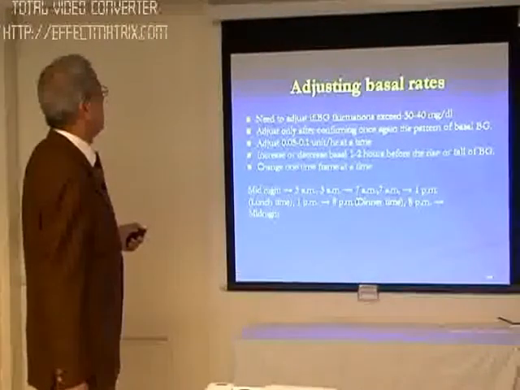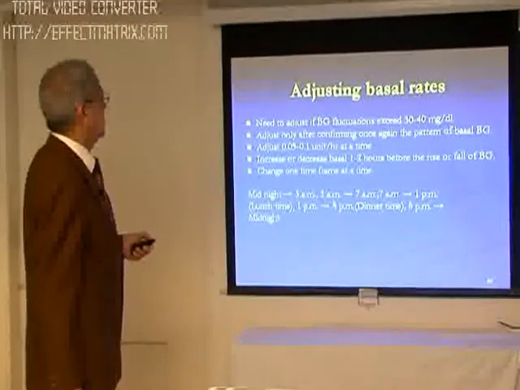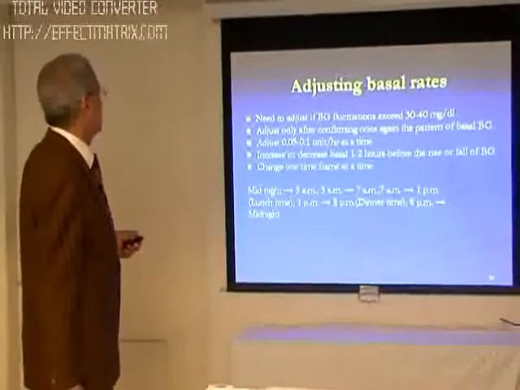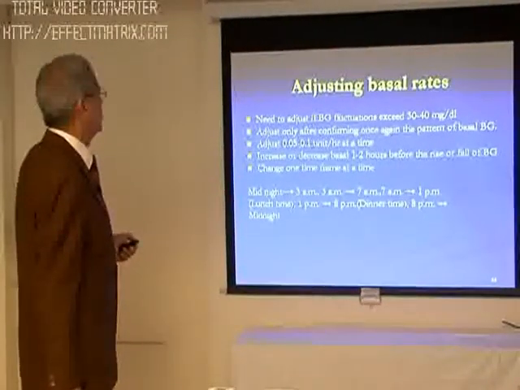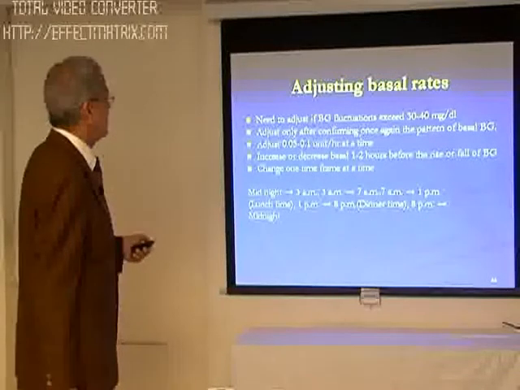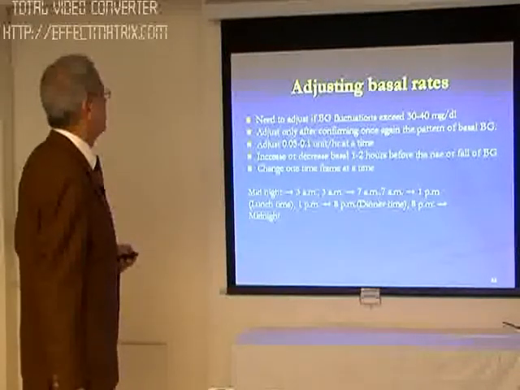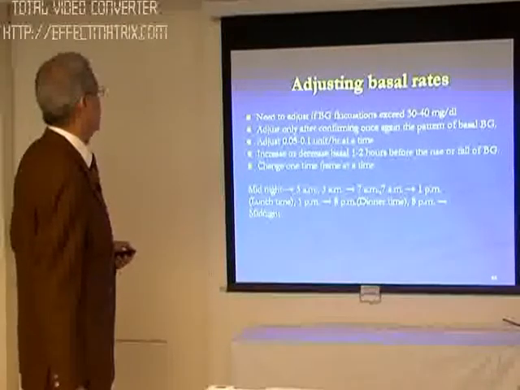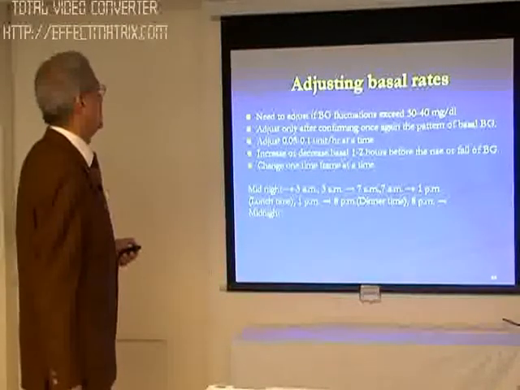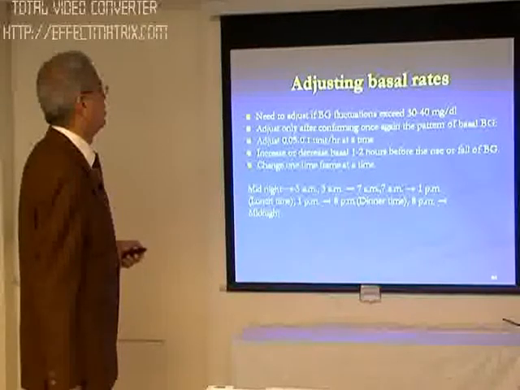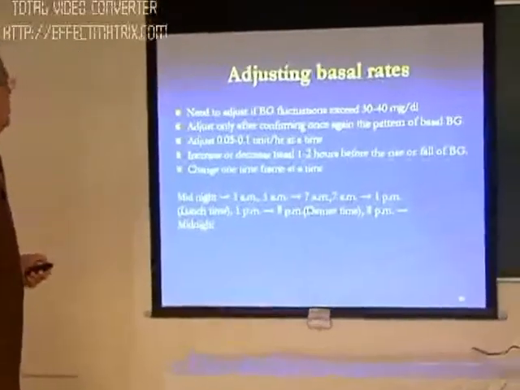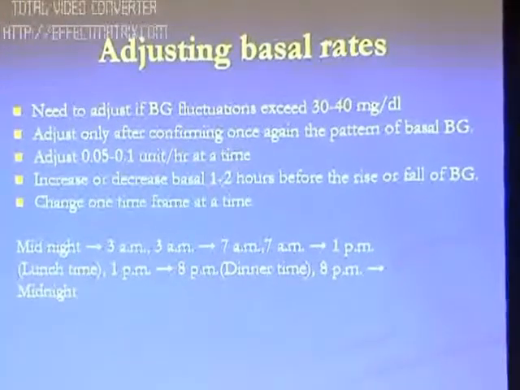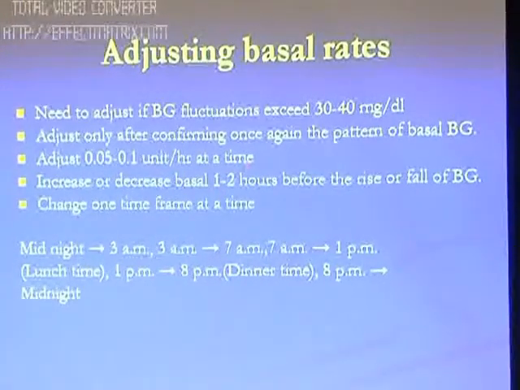When blood glucose fluctuations exceed 30 to 40 milligrams, then you know that the basal rate is not correct. Then of course we adjust by 0.05 or 0.1 unit per hour at a time and continue evaluating each whole day or segments of the day that you are having different basal rates. Or increase or decrease the basal 1 to 2 hours before the rise or fall of blood glucose. The latent period required for insulin to be effective and reflect on your basal is 1 to 2 hours.